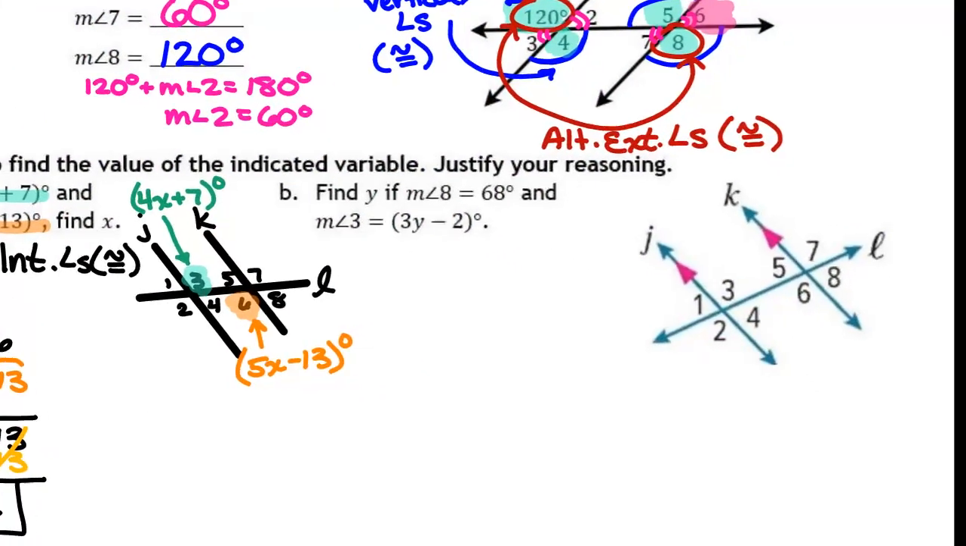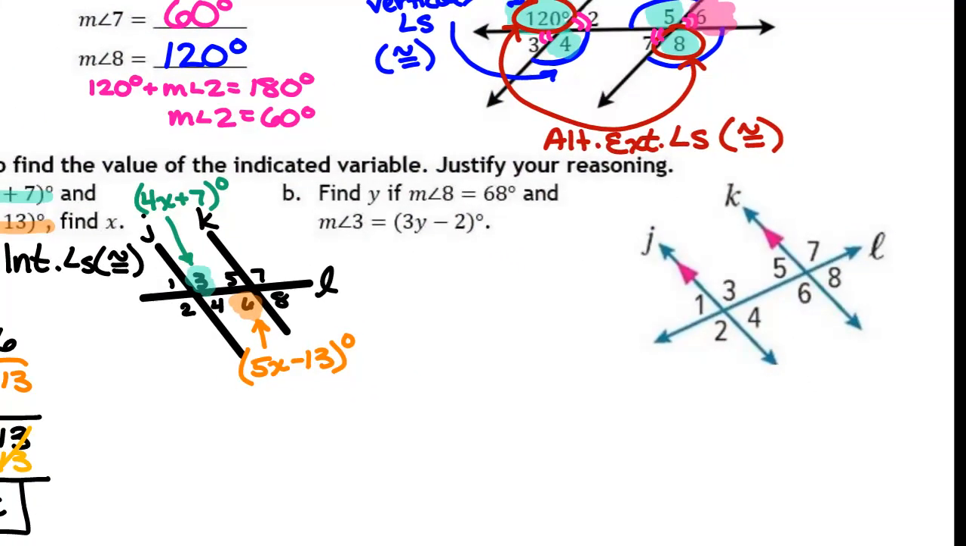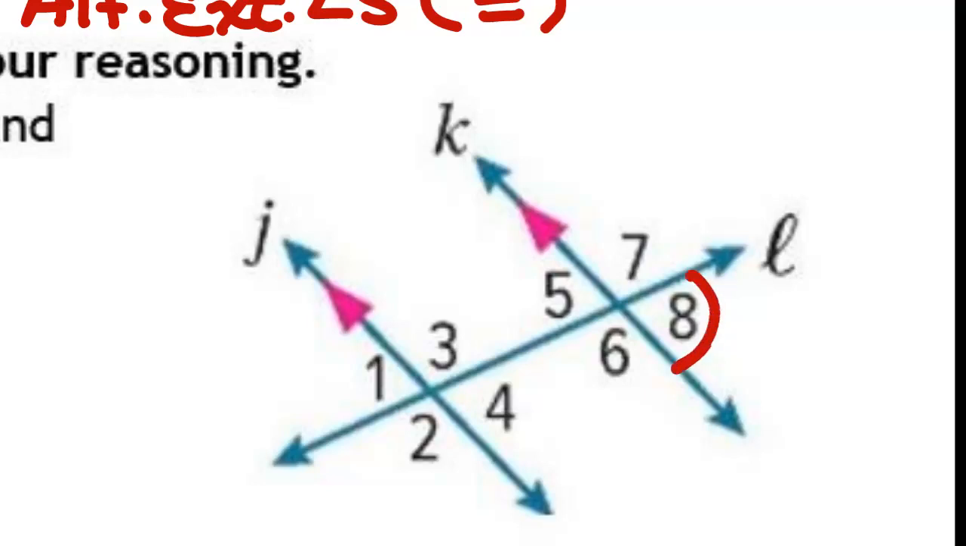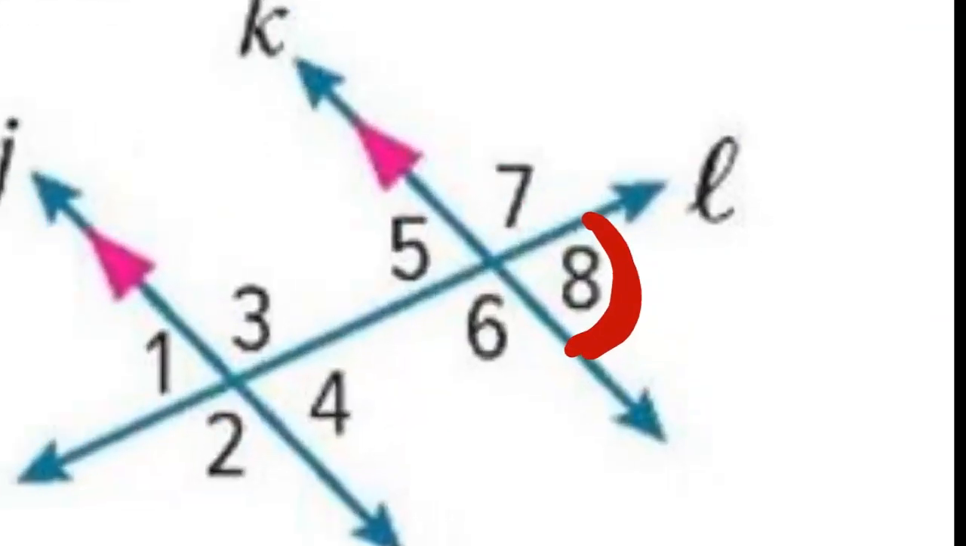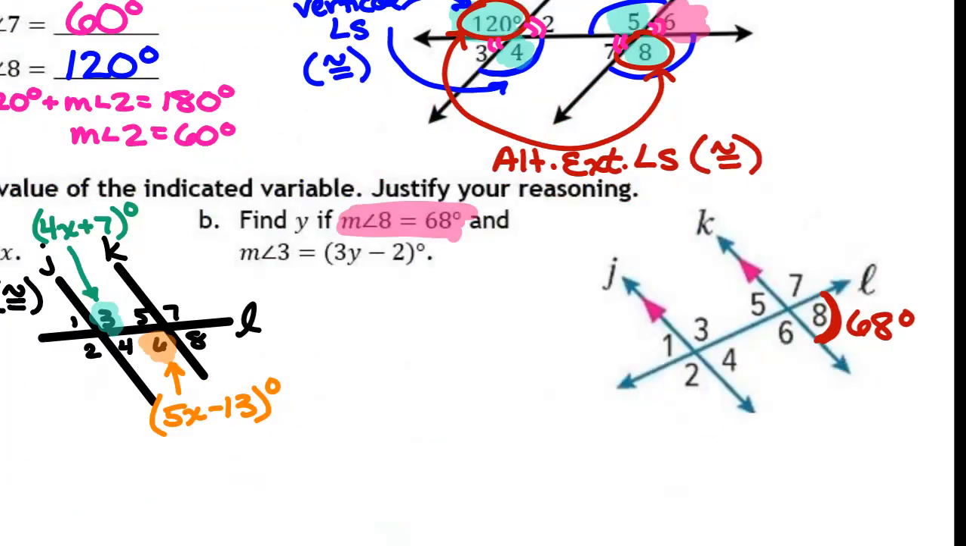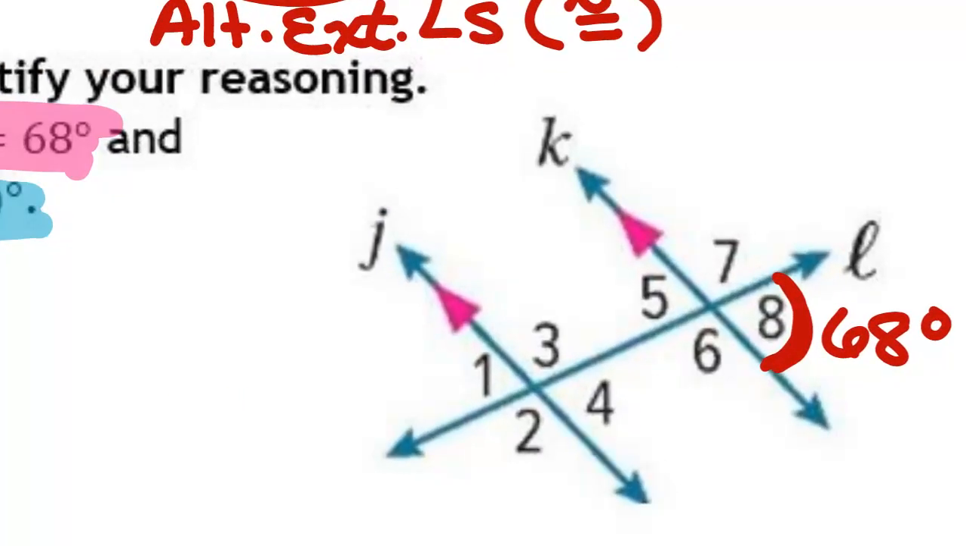All right, let's do part B then. Part B, we want to find y. They tell me that the measurement of angle 8 is 68 degrees, so this angle right here is 68 degrees. And then it tells me that the measurement for angle 3 is 3y minus 2 degrees.